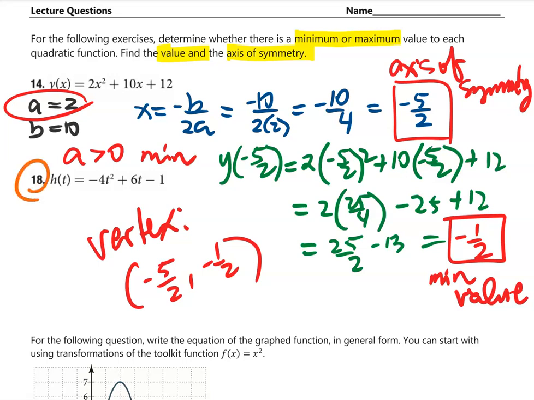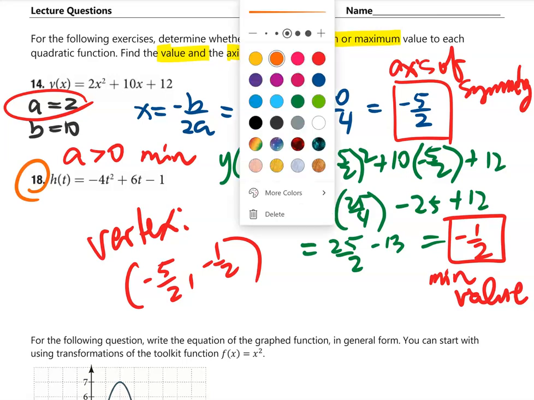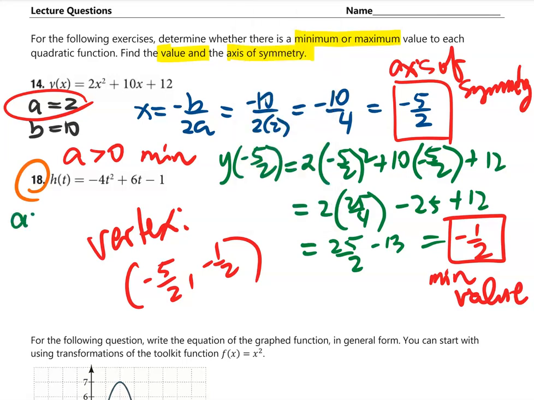I'm pretty sure you can do this. Just a hint here, A is negative 4, and that is less than 0, so meaning you should have a maximum value. A is negative 4, B is 6. You can use negative b over 2a to solve for your axis of symmetry, and then plug that in for the t to get the maximum value. Okay, so please try that.